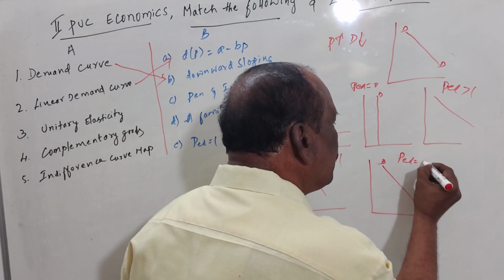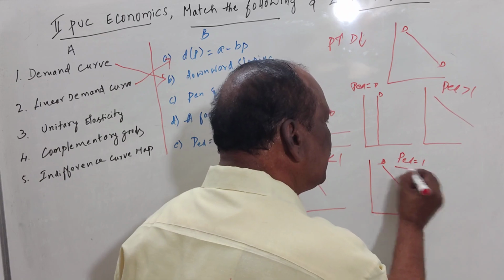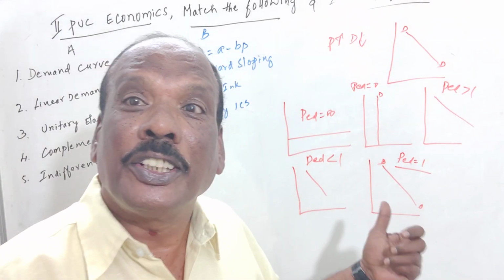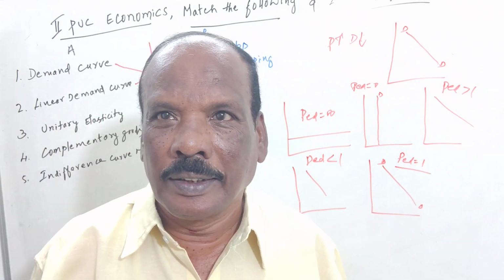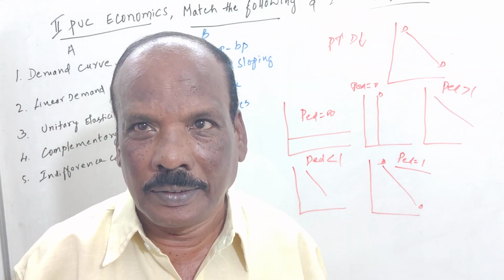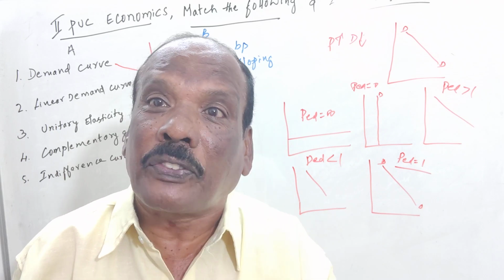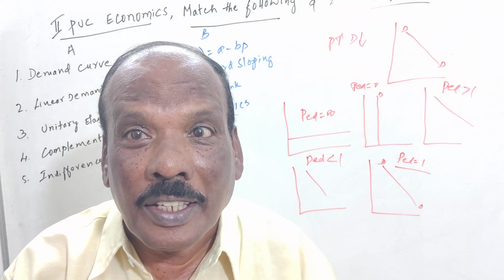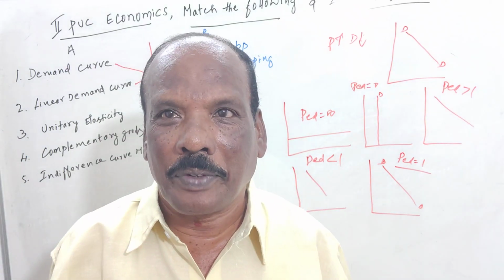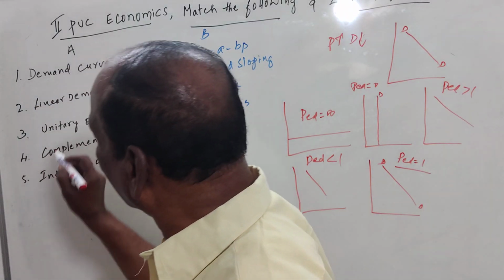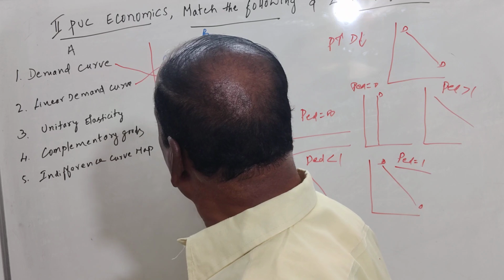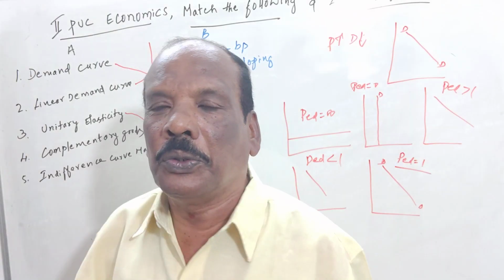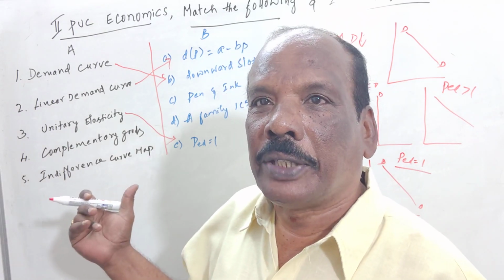Here PED is equal to 1. This is called unitary elasticity of demand. If there is a 10% change in price, there will be a 10% change in demand. Unitary elasticity of demand is PED equal to 1.